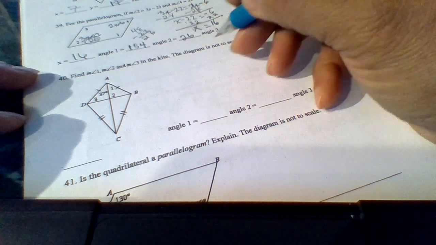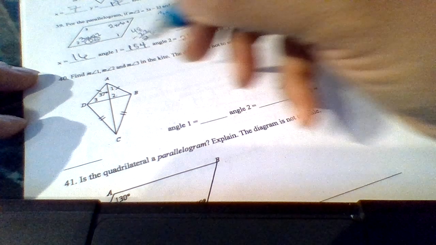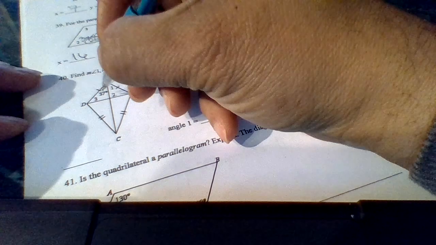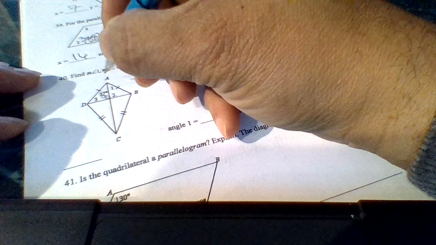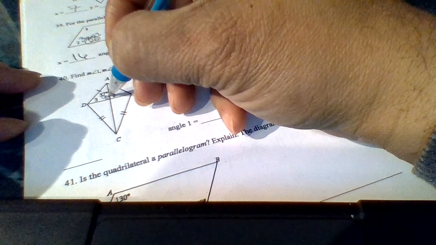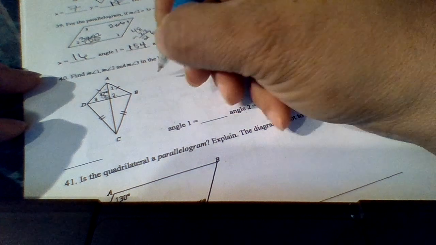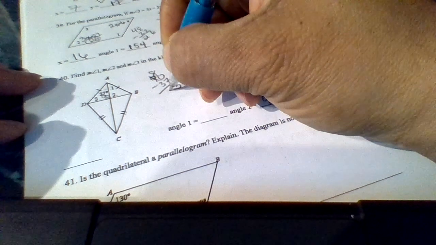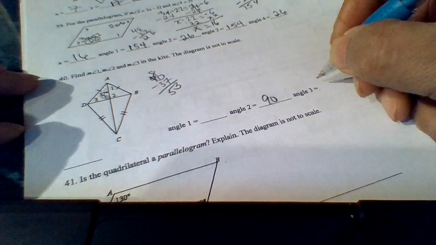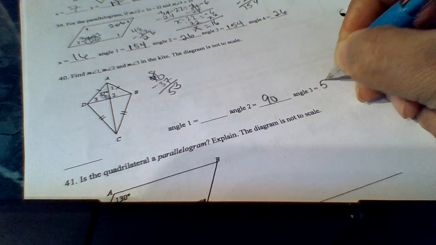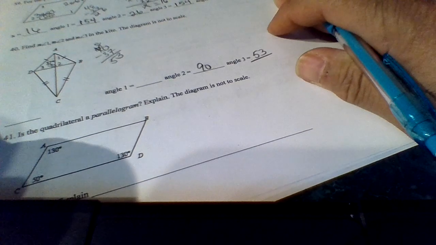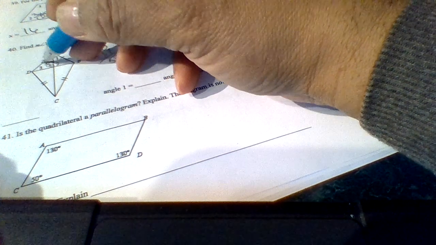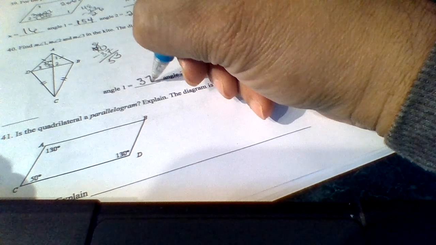Angle 1, 2, and 3 in the kite. All right, so angle 2, we know the middle of a kite is equal to 90 degrees. So all those angles are equal to 90. So if this is 90, 180 minus 90 will leave me with 90. So 90 minus 37. 90 take away 37 is going to leave me with 53. So angle 3 then is 53 degrees. And now I got to find angle 1. Angle 1 is going to be the same as this angle across from it. So angle 1 is 37 degrees.